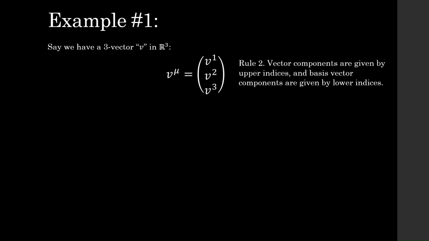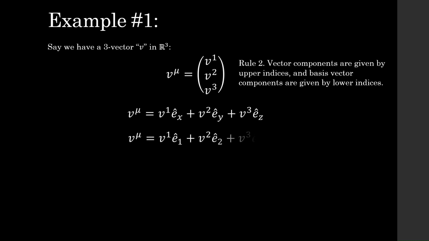We recall from rule number 2 that vector components are given by upper indices and basis vector components are given by lower indices. So V mu can be written as V1 times E sub x plus V2 times E sub y plus V3 times E sub z, where E is the basis vectors and the subindex are the component. We can now switch from x, y, and z to 1, 2, and 3 to make our notation look a little bit more symmetric in nature.